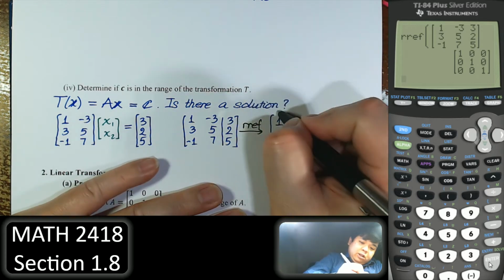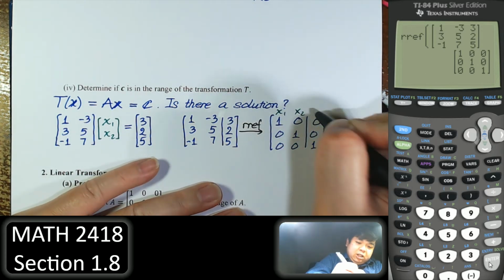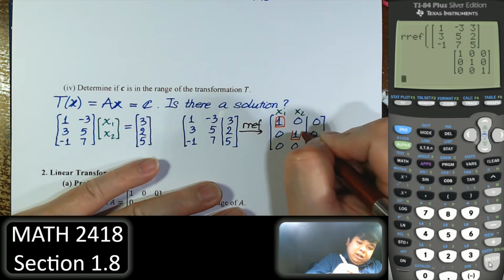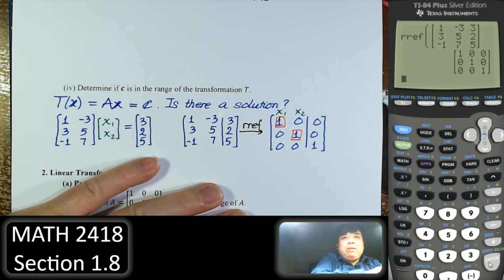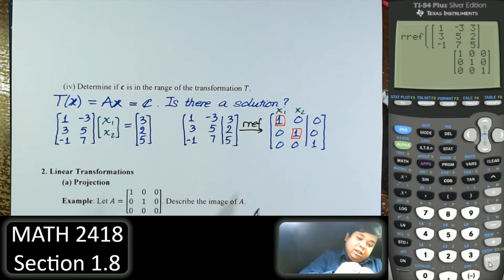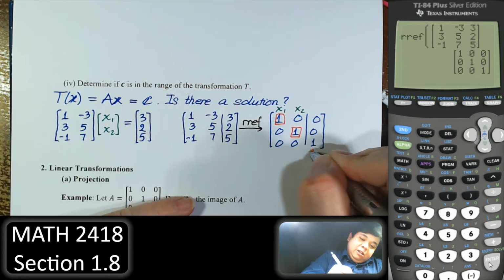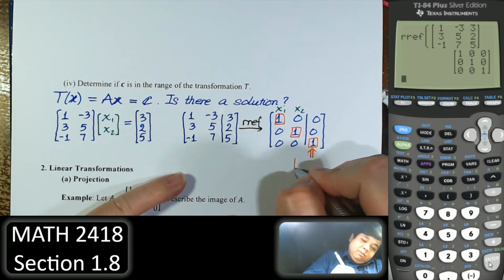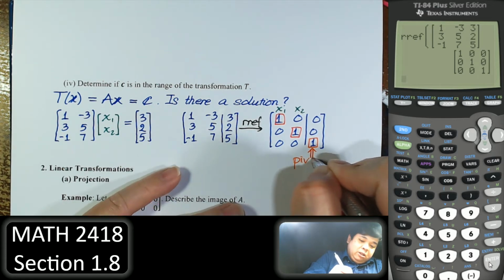Right, so there are two columns corresponding to x1 and x2. And we have the pivot here and the pivot there. Right, but what do we have in this problem? What we have here is the pivot on the last column of the matrix.